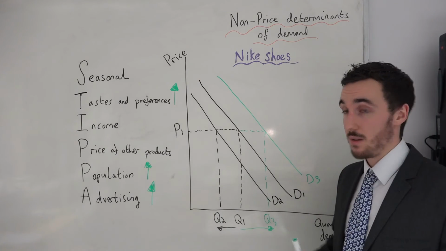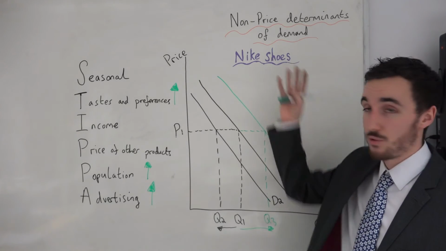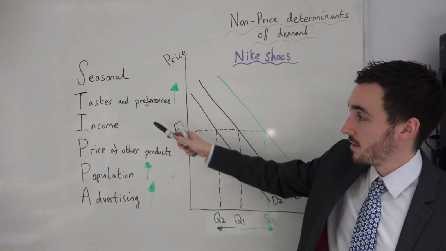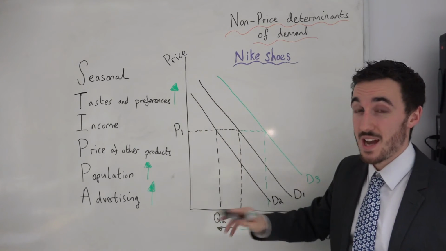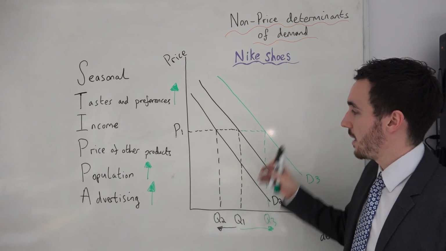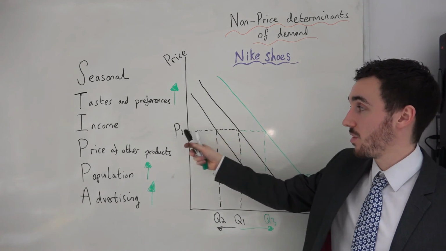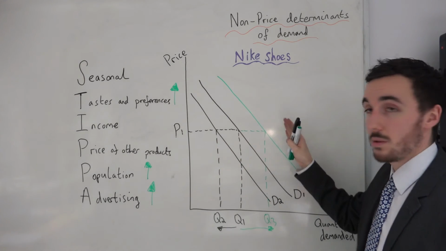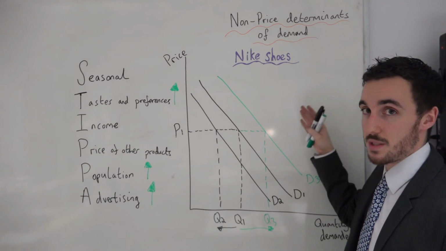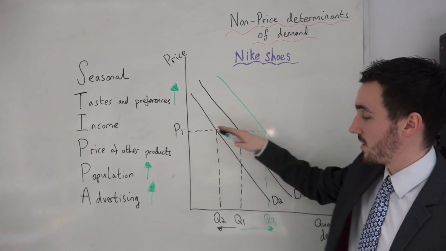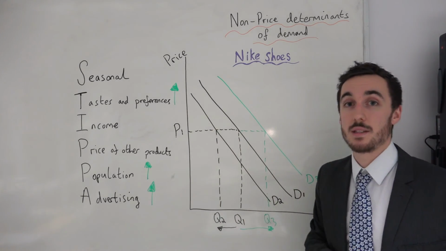So hopefully that rounds up everything in terms of the non-price determinants of demand. We have all of these factors here, and if these factors change at all in an economy, we will see shifts in the demand curve. At every given price level, if it shifts to the right, there will be more quantity demanded, or if the demand curve shifts to the left, at every price level there will be less quantity demanded.